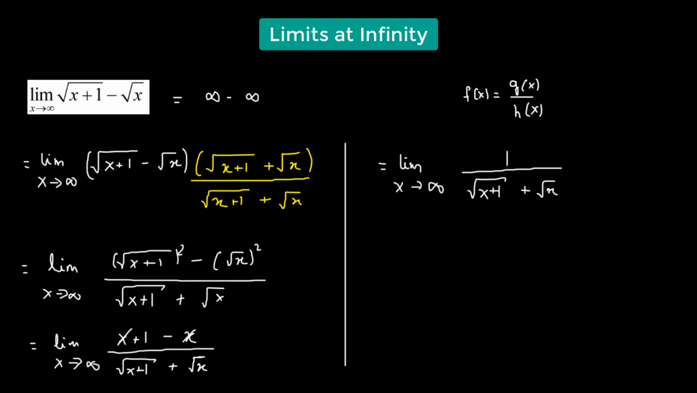Now there is nothing to cancel out from the numerator and the denominator, so we'll substitute the value of x. So that leaves us with square root of infinity plus 1, which is infinity, and taking its square root is going to give us infinity. Similarly, square root of infinity is again infinity, and adding another infinity leaves us with infinity only. So this is giving us a value of 0. So that means the given function approaches 0 when x approaches infinity.